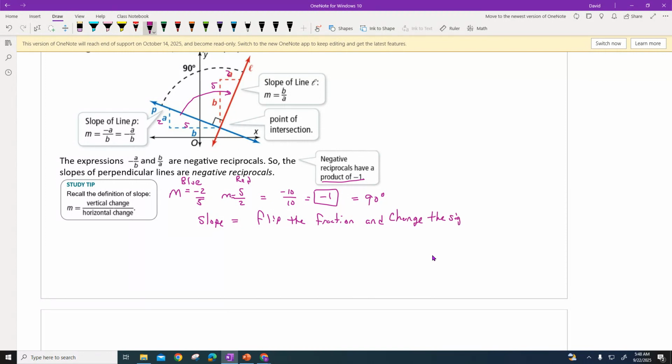It's an easy rule to remember. Just take the slope, but first you've got to find the slope, flip it, and change the sign. All right, let's go try a couple.